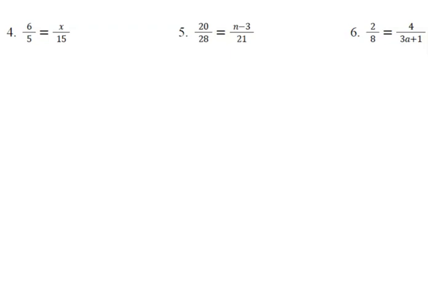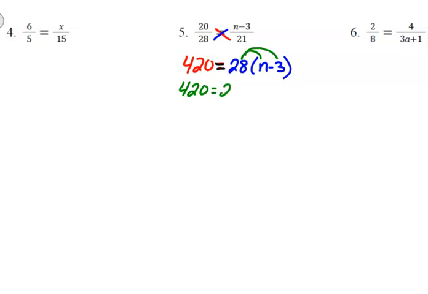So when I look at the next row of examples, these are very similar to the ones above. So we're actually going to go a little bit out of order. I'm going to start with number 5 in the middle. It doesn't matter which way you cross multiply first, if you're keeping it consistent. I'm going to have 20 times 21. That's 420. On the other side, I'm going to have my 28 times n minus 3. And so again, we're going to need to distribute. So I'm going to hold on to my 420. 28 times n is 28n.